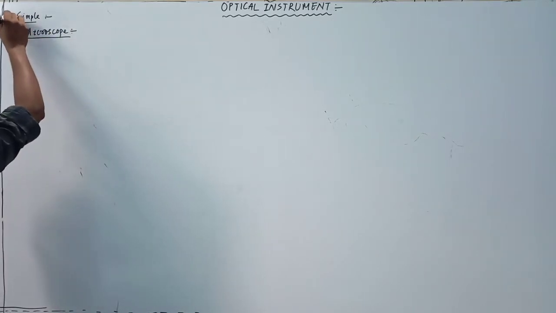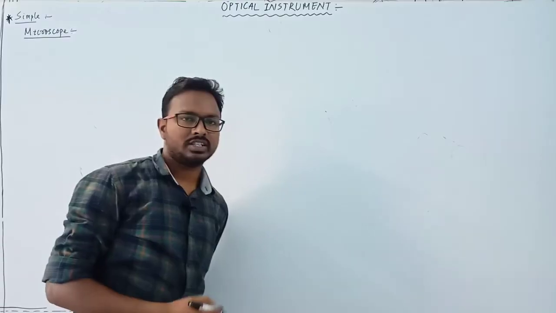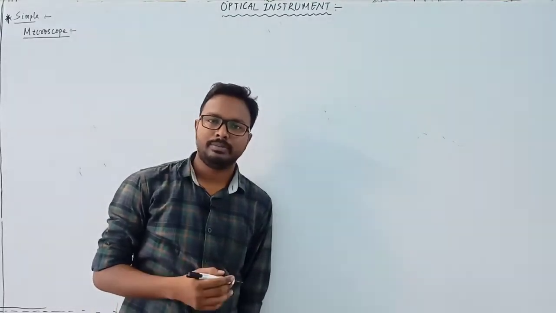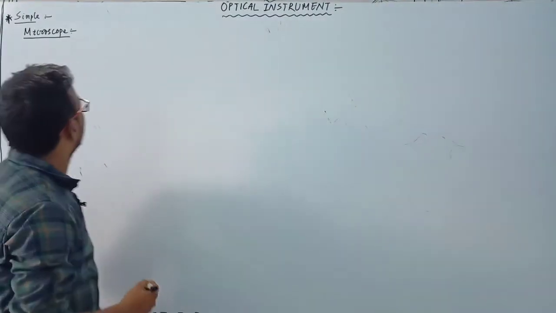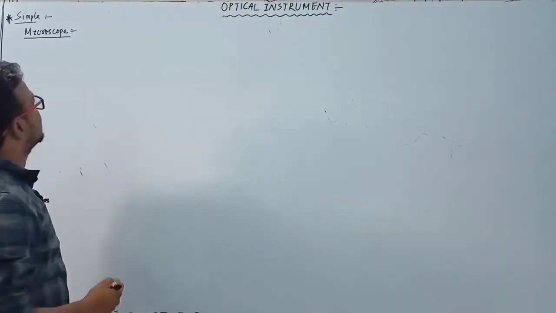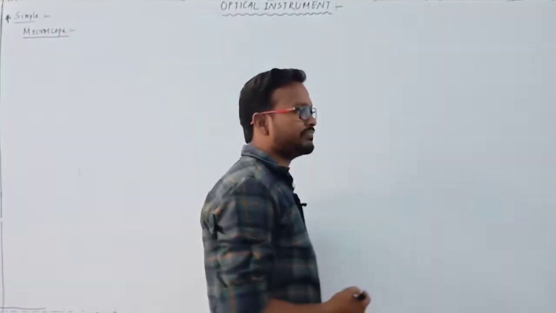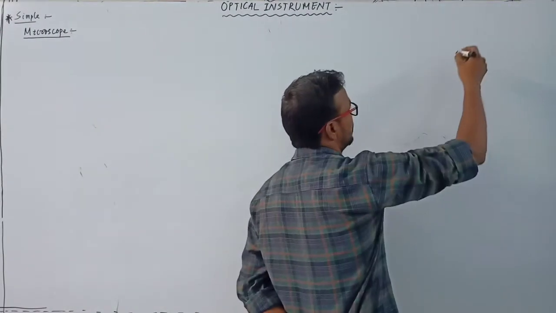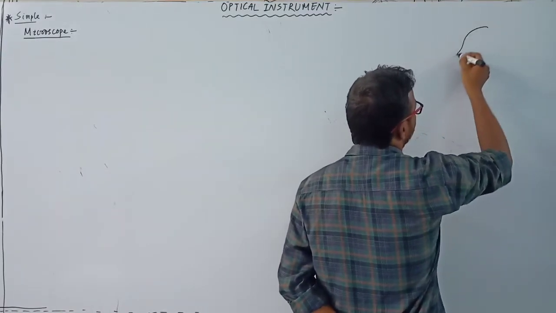Clear? For your council examination it may ask a 3 mark question: what is a simple microscope and find the magnifying power of a simple microscope. Clear? So before discussing the simple microscope, we have to know some basic idea about the optical instrument or eyepiece. You already know, suppose there is an eyepiece like this.